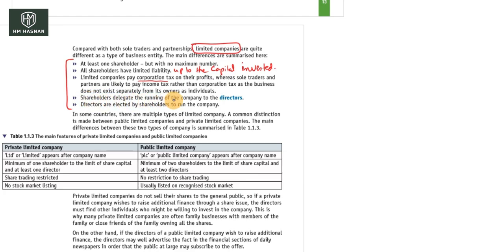Shareholder delegates the running of the company to the director. Shareholder is not directly participating in the business, so shareholder hires the director as an employee, and director and manager are responsible to run a business.